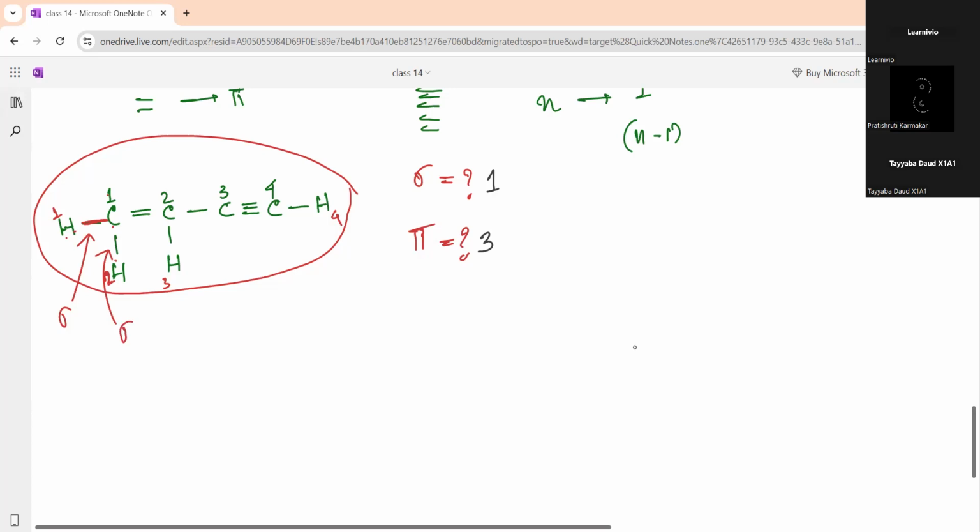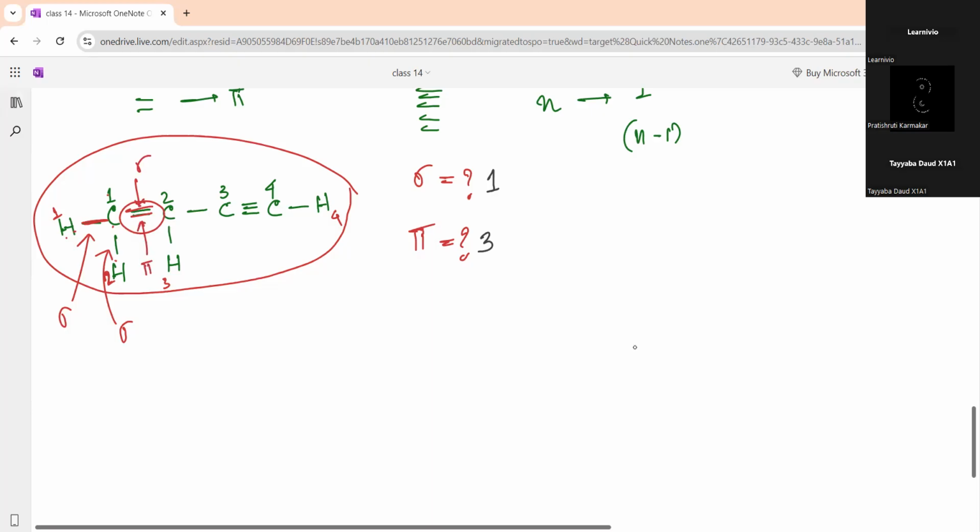Now, how many bonds are carbon 1 and carbon 2 sharing? Two, they are sharing two bonds. See, I have drawn two lines here. They are sharing two bonds, so one of them will be sigma and another will be pi.